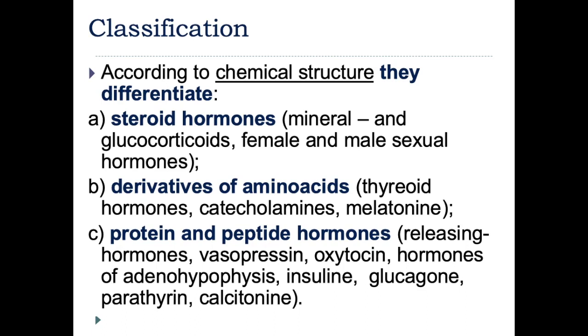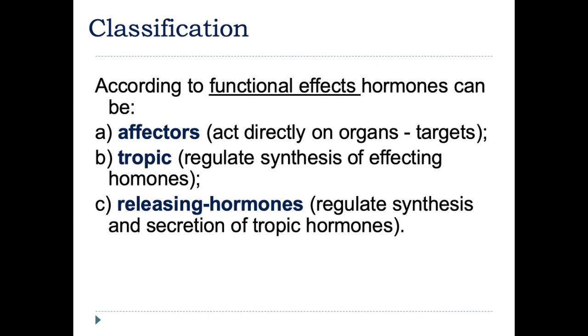Another kind of classification of hormones includes their influences on the factors and on the target organs and cells. So according to these functional effects, we also divide hormones into three groups. Effectors can act directly on the organ or target cell. The second group is the tropic hormones, which participate in regulation of synthesis of effector hormones such as ACTH or TSH. And the third is the releasing hormone group, which participates in regulation of synthesis and secretion of tropic hormones, like, as an example, corticoliberin or some other releasing hormones.